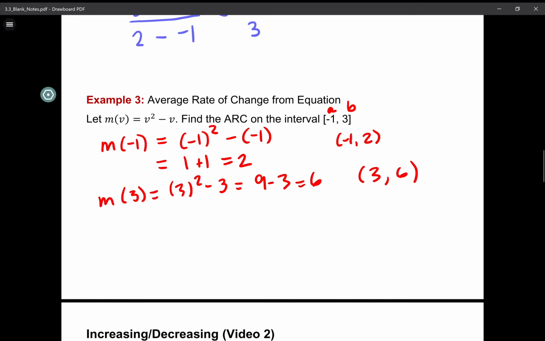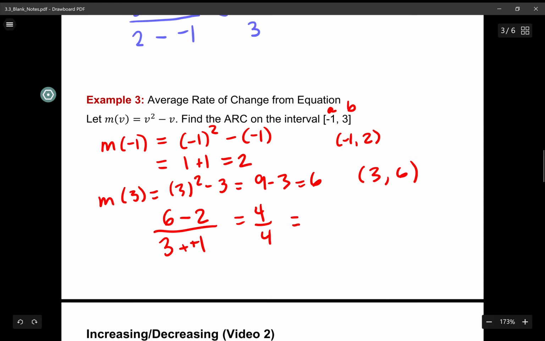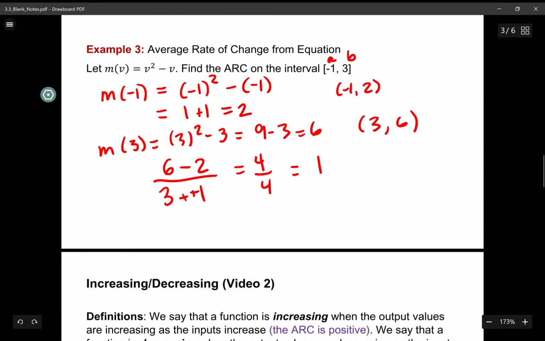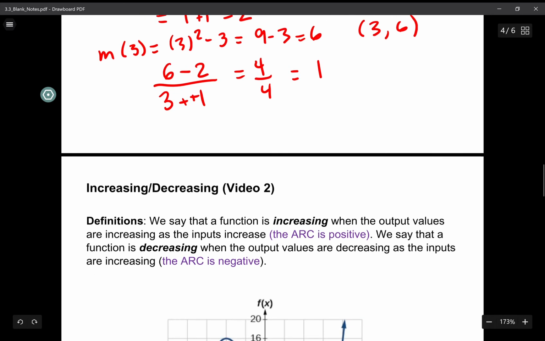And let's do the subtraction. 6 minus 2 over 3 minus -1, which is 4. 3 minus -1 is 4. So my average rate of change for this one is 1 unit of output per unit of input on the interval -1 to 3. This says video 2, but I think we can just keep going.